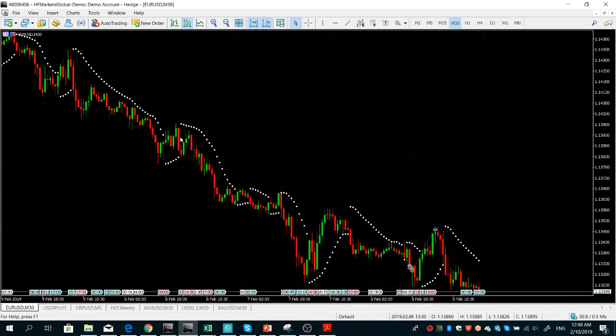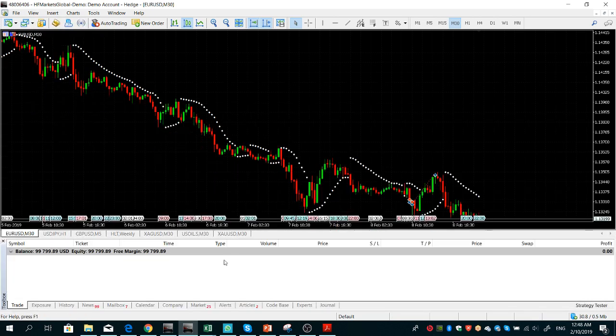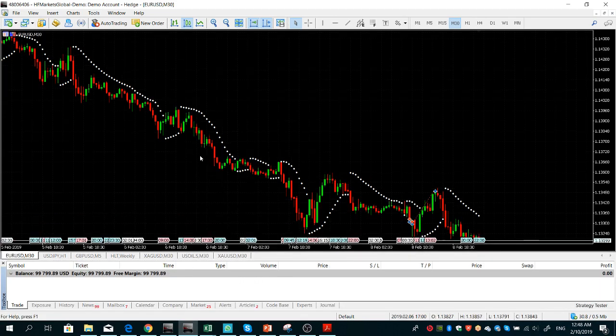How to use the trailing stop? For example, if you are in a sell position here and you want to find your trailing stop, let me check if I have any position here. No, I don't have any position. And it's the weekend, so the charts are not moving, so I cannot place any order. Let me see if I can put the order.